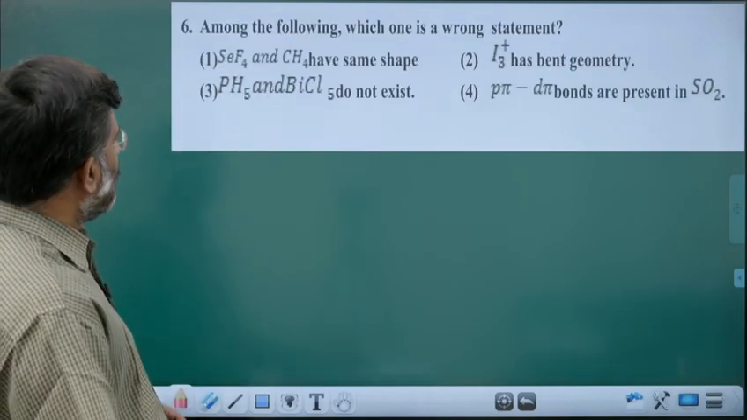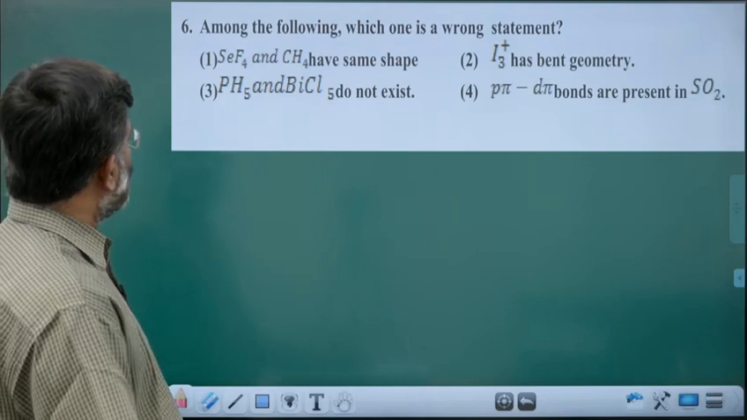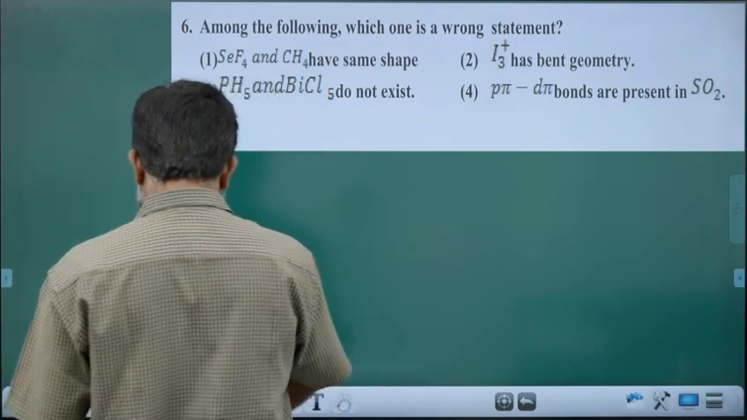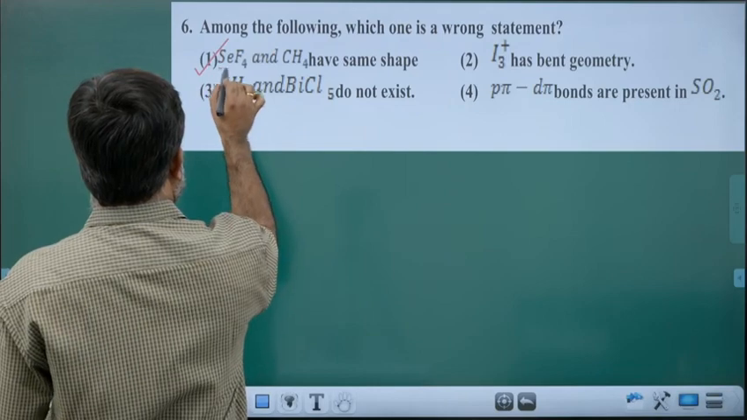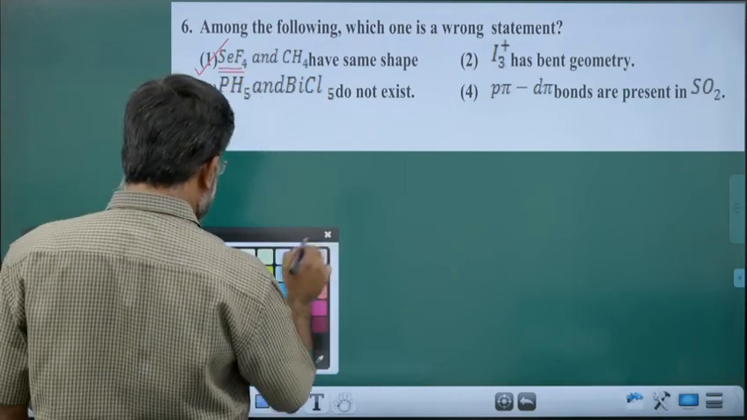Wrong statement. Which one is the wrong statement? SeF4, CH4 have the same shape. That itself is the wrong statement. What is the case of SeF4?